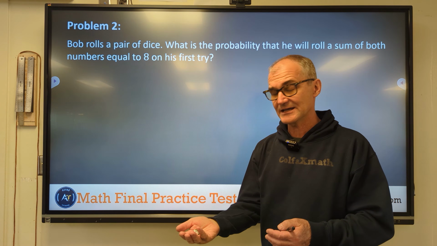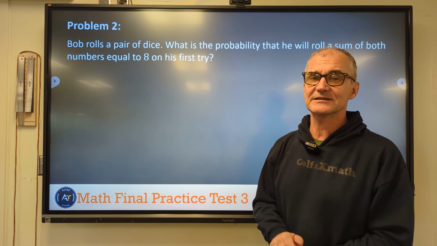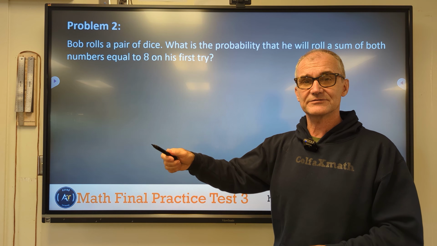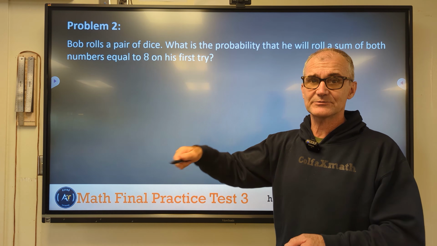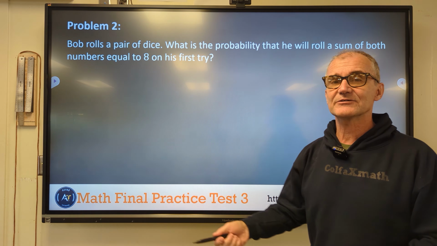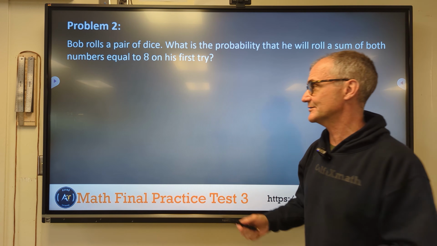So I roll these 2 dice, and I think about how many outcomes I could get. Well, I get a 1 and a 1, a 1 and a 2, a 1 and a 3, a 1 and a 4. Or I get a 2 and a 1, a 2 and a 2, a 2 and a 3. So I could get 6 by 6 outcomes. So there are 36 possible outcomes.